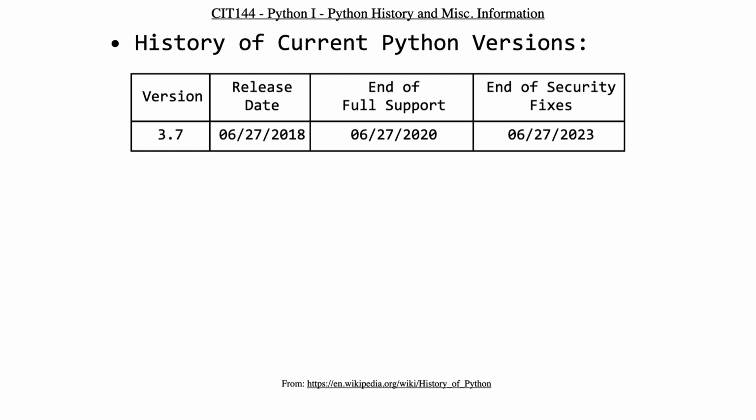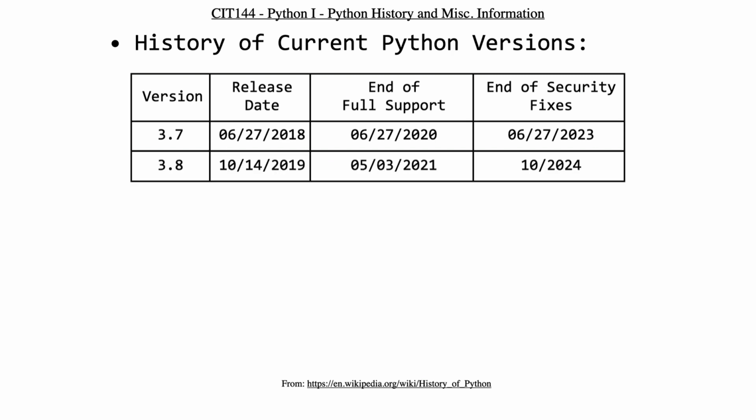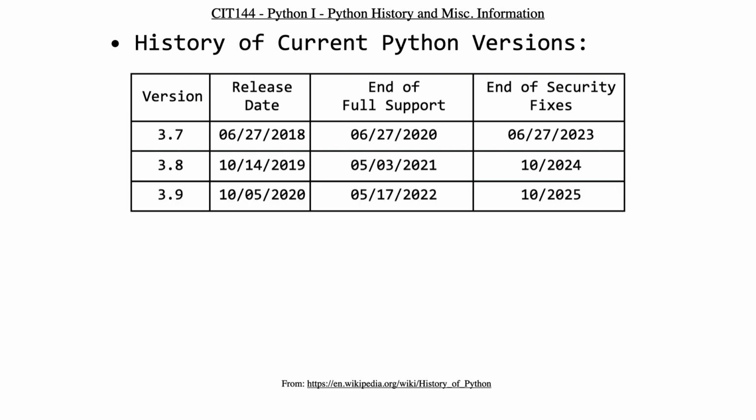So that was about 1.5 years between release date and end of full support. 3.9 came out in October of 2020, and again, about 1.5 years later, it looks like, was end of full support. And then in October of 2025, it's going to be end of life for 3.9.